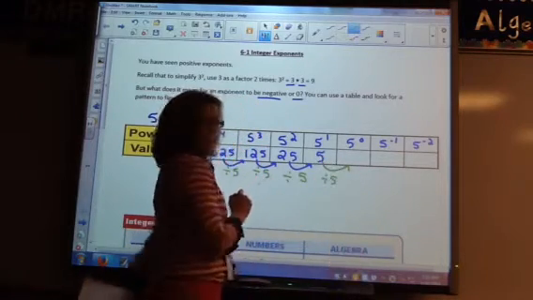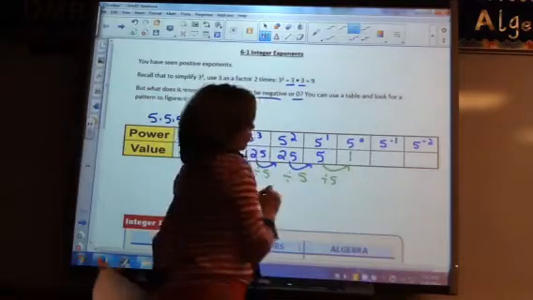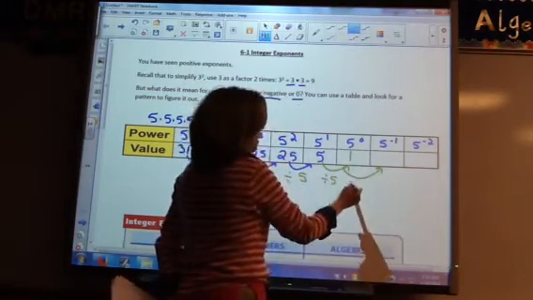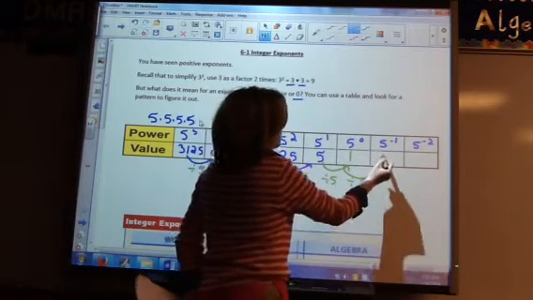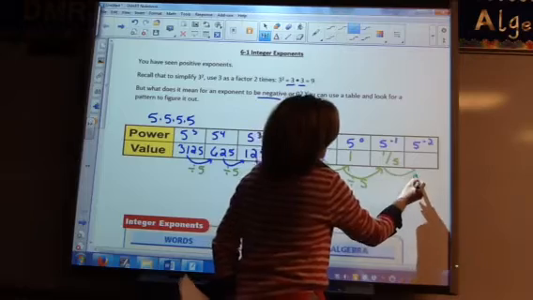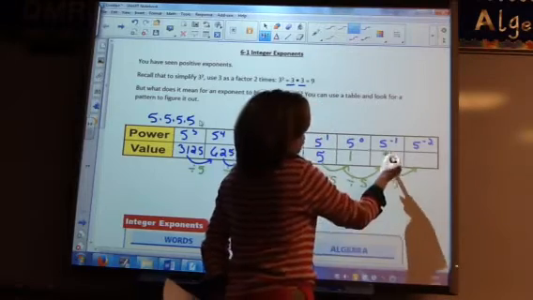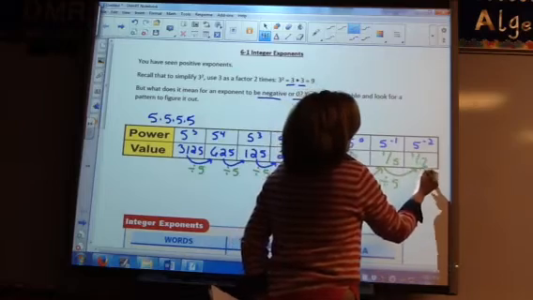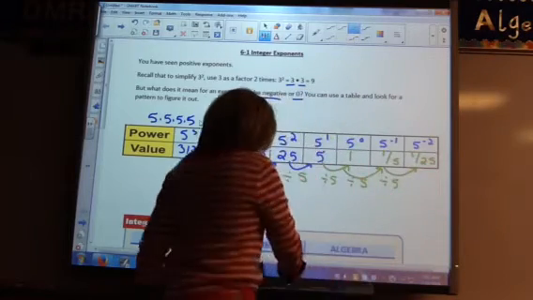What's 5 divided by 5? 1. What's 1 divided by 5? 1 over 5. What's 1 over 5 divided by 5? 1 over 25.